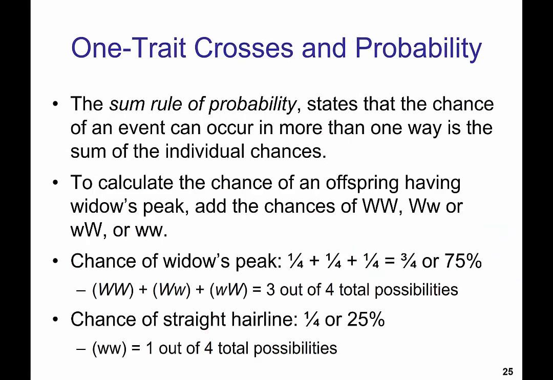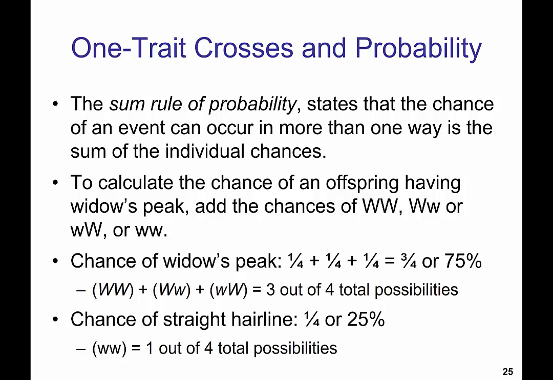If we're also looking at probability, we can use the sum rule of probability. This states that the chance of an event that can occur in more than one way is the sum of the individual chances. So to calculate the chance of offspring having widow's peak, you add the chances of big W, big W, or big W, little w, or little w, big W, or little w, little w.